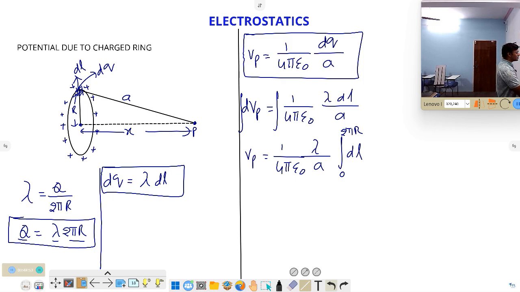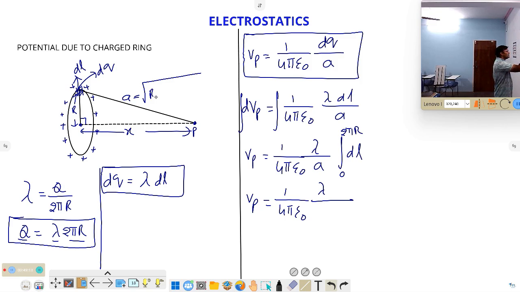Now if you solve this, V_P is equal to 1 by 4 pi epsilon naught into lambda by A. What is the value of A? From this diagram, we are getting a right angle triangle here. If you apply the Pythagoras theorem, A becomes under root of r square plus x square. If you apply this value, you are going to get r square plus x square into integral dl.